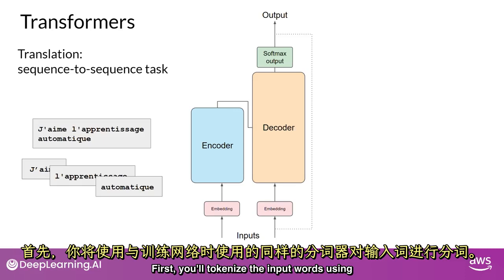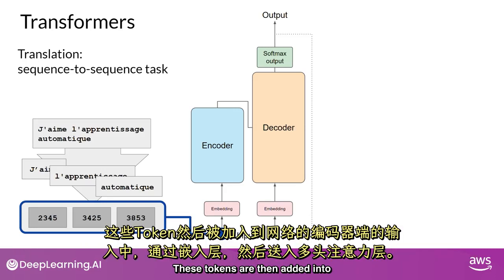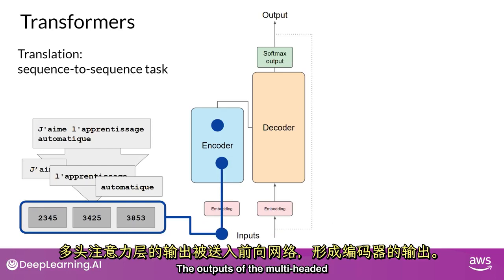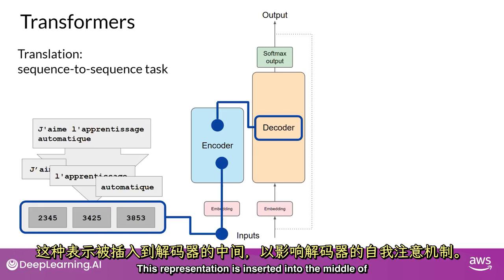First, you'll tokenize the input words using the same tokenizer that was used to train the network. These tokens are then added into the input on the encoder side of the network, passed through the embedding layer, and then fed into the multi-headed attention layers. The outputs of the multi-headed attention layers are fed through a feed-forward network to the output of the encoder. At this point, the data that leaves the encoder is a deep representation of the structure and meaning of the input sequence. This representation is inserted into the middle of the decoder to influence the decoder's self-attention mechanisms.